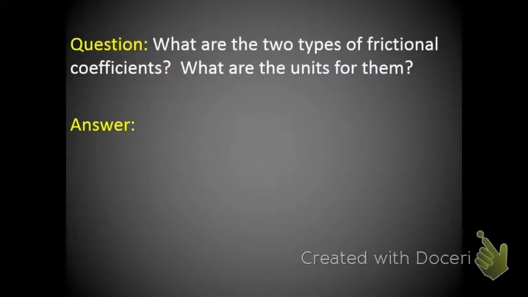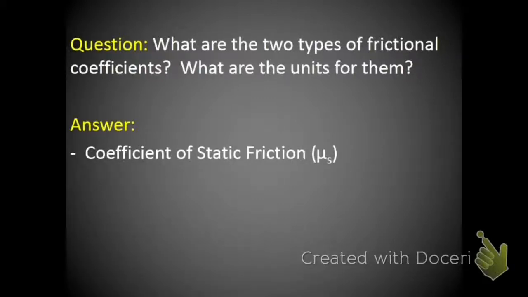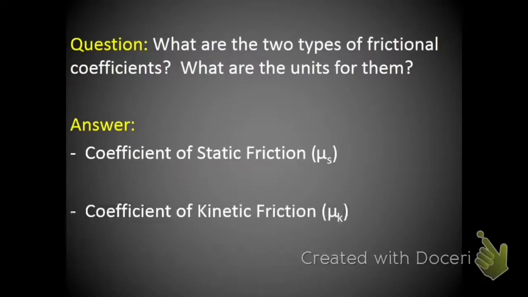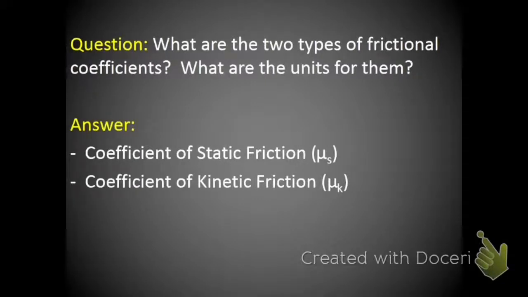I want to start off by just reminding you that there are two types of frictional coefficients. There's the coefficient of static friction and there's the coefficient of kinetic friction. Static friction is when an object is not moving and kinetic friction is when it is moving. And both of these coefficients of friction do not have units.